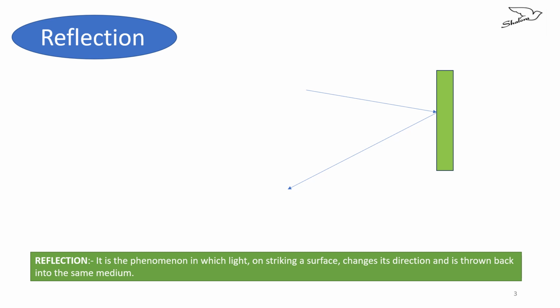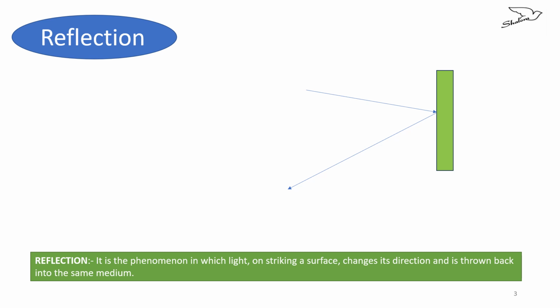Let us try to understand reflection through the bouncing of a ball. As the ball hits the ground and bounces back, so does the ray of light. When the ray of light hits the surface of an object, it is bounced back. This bouncing back of light is called reflection. Reflection is technically defined as a phenomenon in which light, on striking a surface, changes its direction and is thrown back into the same medium.